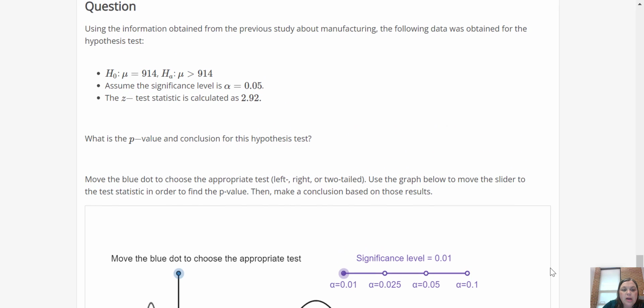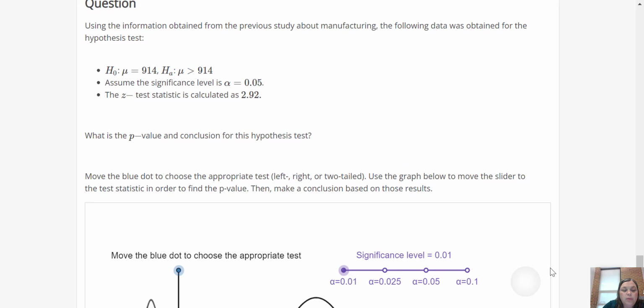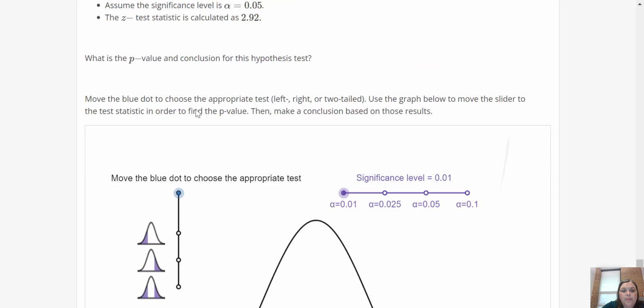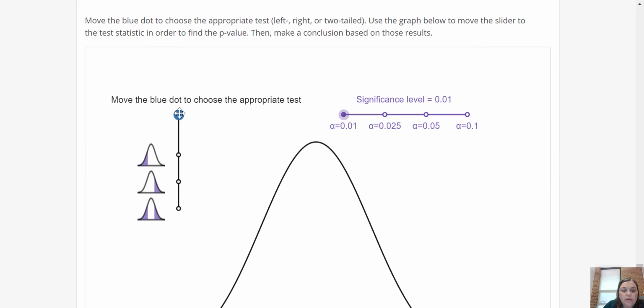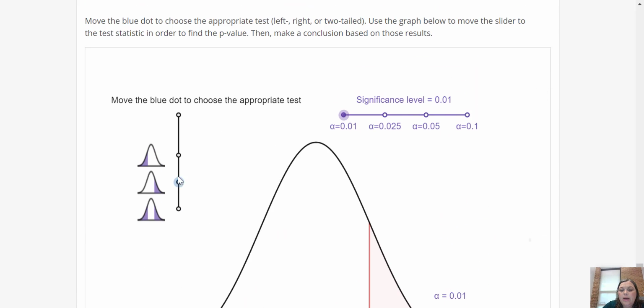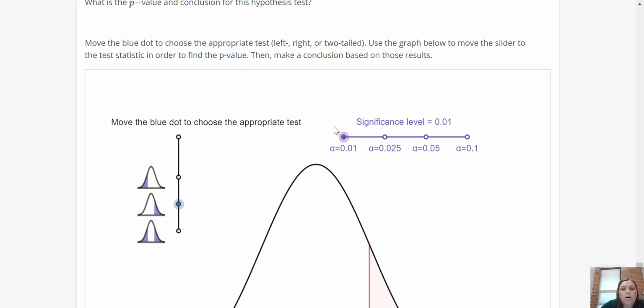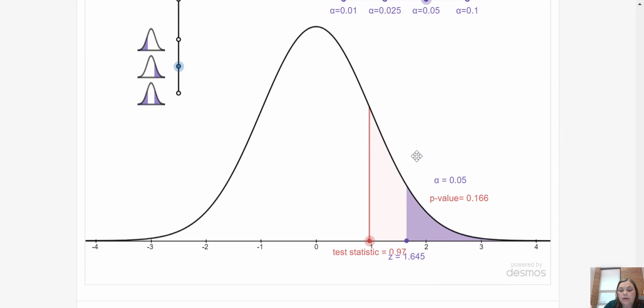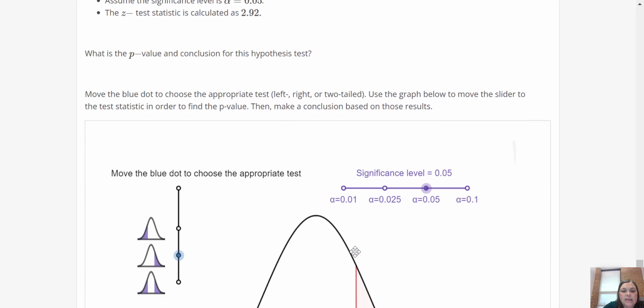Okay, so first off, it is mu is greater than 914, so I'm going to start here on the left, and they show left-tailed, right-tailed, two-tailed. So it says greater than 914, so we're going to move this blue dot down to greater than, so you can see shading is on the right. Then over here where it says significance level, that significance level was 0.05, so you're going to slide this slider over to 0.05. Okay, and so then you're going to go down to your graph, and you're going to move this line here, this red one, to the appropriate test statistic, 2.92.